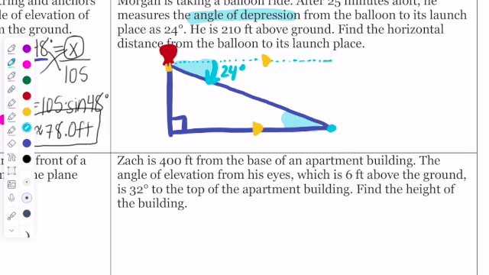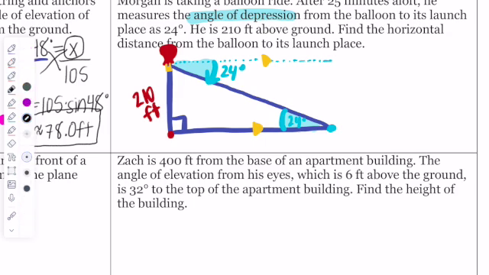And I'm going to make his angle of depression from the balloon the elevation angle of the triangle because those are going to be alternate interior angles. So do not try to put that 24 right here. We have to put it from the horizontal line, from his line of sight. Okay. He is 210 feet above the ground in the balloon. So I'm going to throw that here, 210 feet above the ground. That's his height off the ground. And we want to know the horizontal distance from the balloon to its launch place.